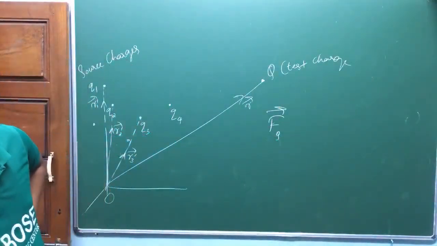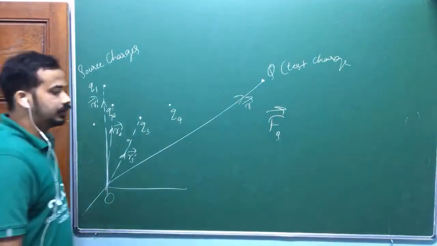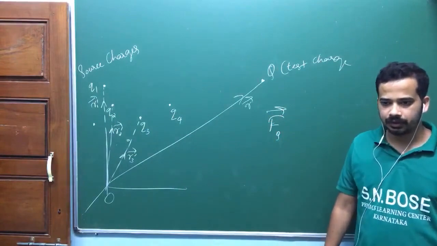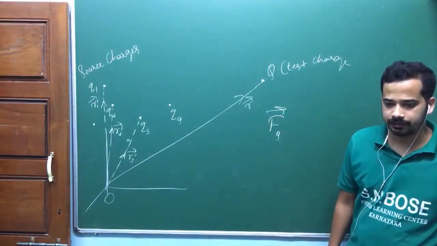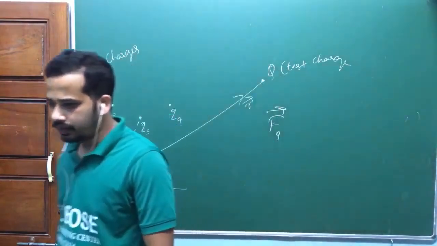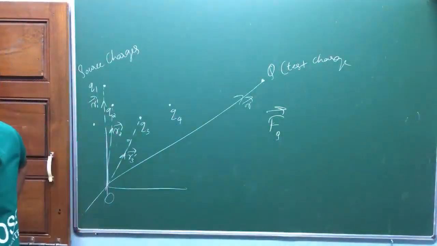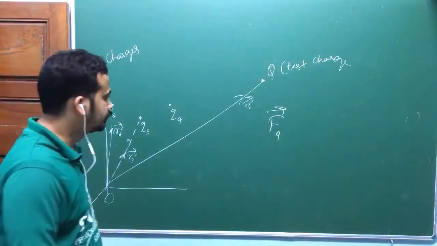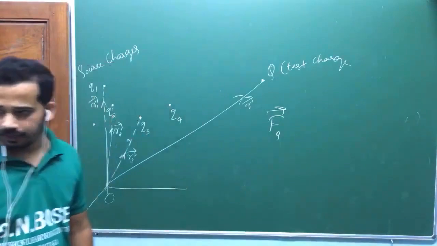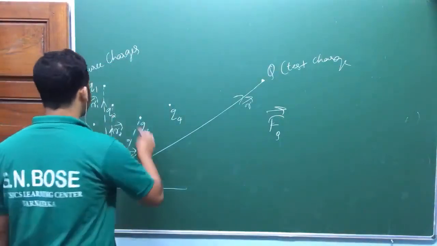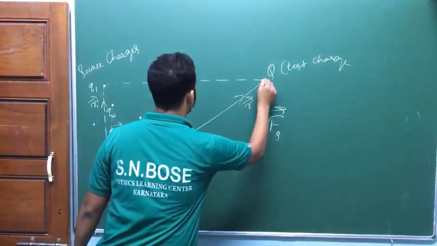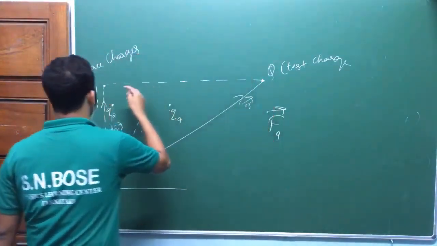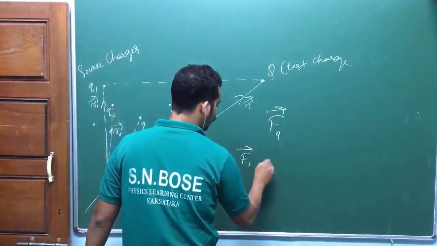Interaction between any two charges is completely unaffected by the presence of other charges. Let me take, suppose, Q1 is interacting with this Q, so that is leading to force F1. F1 is the force due to Q1.